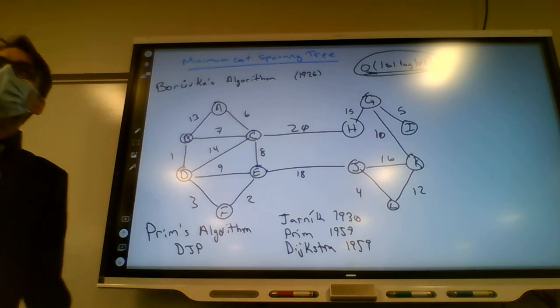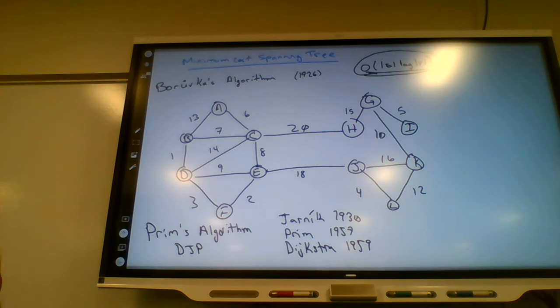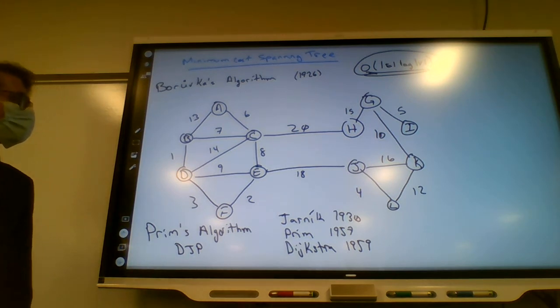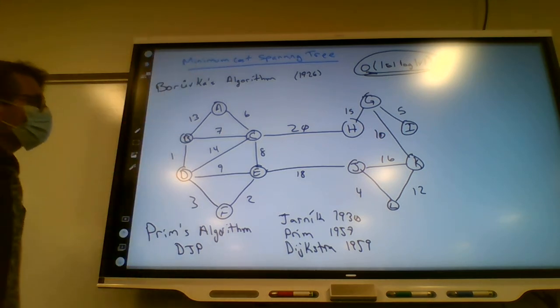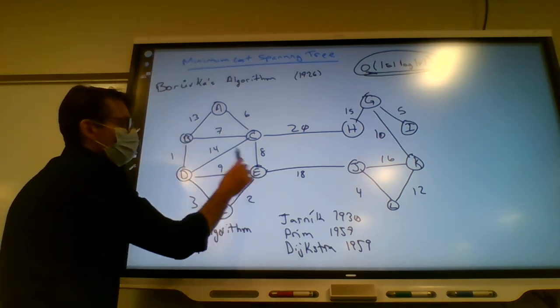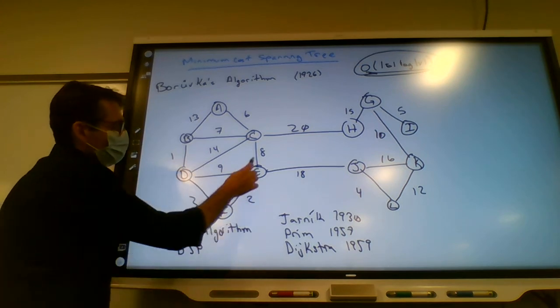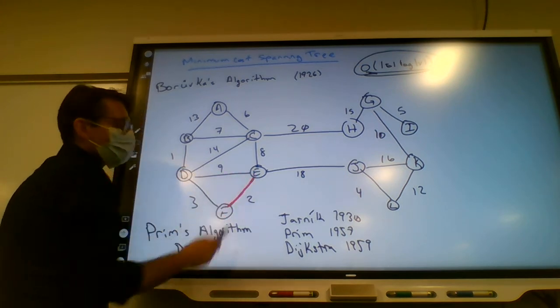All right, so which vertex do you want to start with? E. All right, so we're going to start with vertex E. And we are going to build a tree from E. So from E, what is the smallest weight that we want to include? Well, the smallest weight from E is this one.